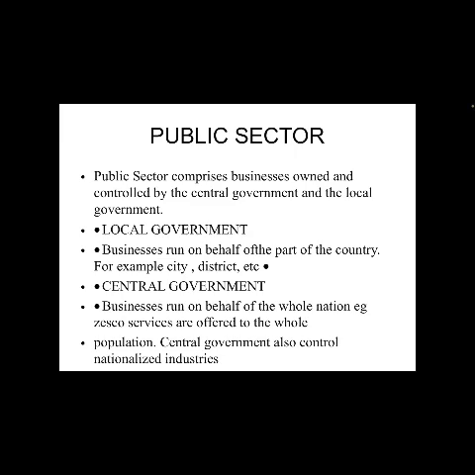Okay, so now we look at the public sector. The public sector comprises businesses owned and controlled by the central government and the local government. When we talk about the local government, businesses run on behalf of part of the country, right? For example, a city or a district. For central government, businesses run on behalf of the whole nation. For example, ZESCO services are offered to the whole population. Central government also controls nationalized industries, okay?